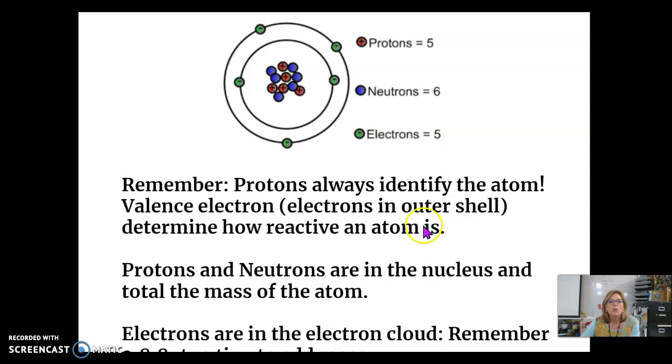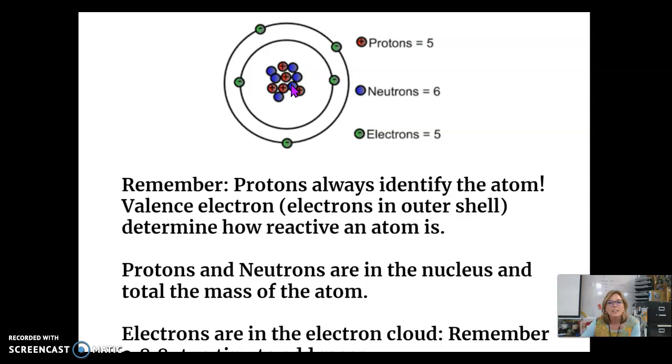Now, just to remember those atoms that we have, we know that we have a nucleus made up of both protons and neutrons, and that we have electrons circling in the electron cloud. Protons have that positive charge, electrons have a negative charge, and neutrons have a neutral charge. Remember, protons will always identify the atom. So all you have to do is count the number of protons, and that will tell us what atom we're dealing with.